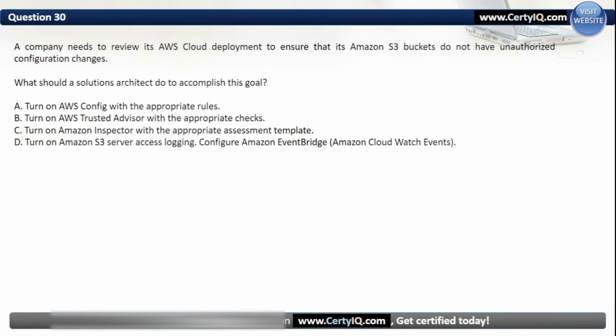Question 30. A company needs to review its AWS cloud deployment to ensure that its Amazon S3 buckets do not have unauthorized configuration changes. What should a solutions architect do to accomplish this goal? Our options are A. Turn on AWS Config with the appropriate rules. B. Turn on AWS Trusted Advisor with the appropriate checks. C. Turn on Amazon Inspector with the appropriate assessment template. Or D. Turn on Amazon S3 server access logging. Configure Amazon EventBridge. The correct option among all these is A. Turn on AWS Config with the appropriate rules.